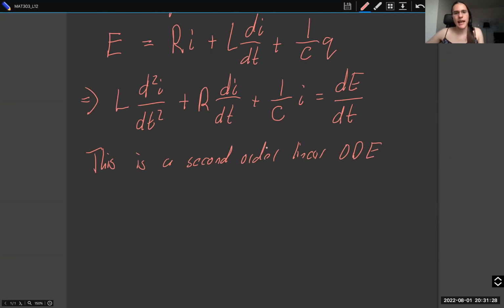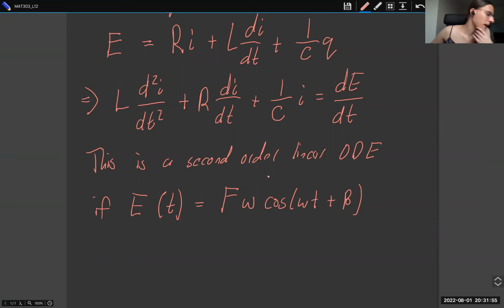Let's imagine that E of t is equal to F omega times cosine of omega t plus beta. So I've multiplied F by omega.